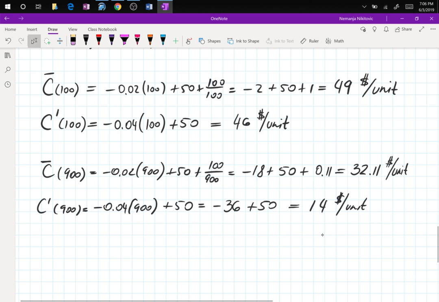So we see now the difference between the average cost, which computes on average the cost to make X amount of units. For 100, the cost was 49 per unit on average. For 900 units, the cost was 32.11 per unit.